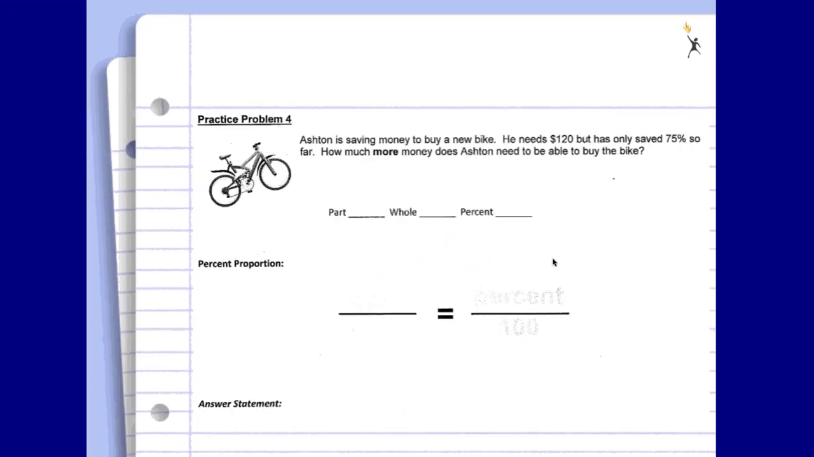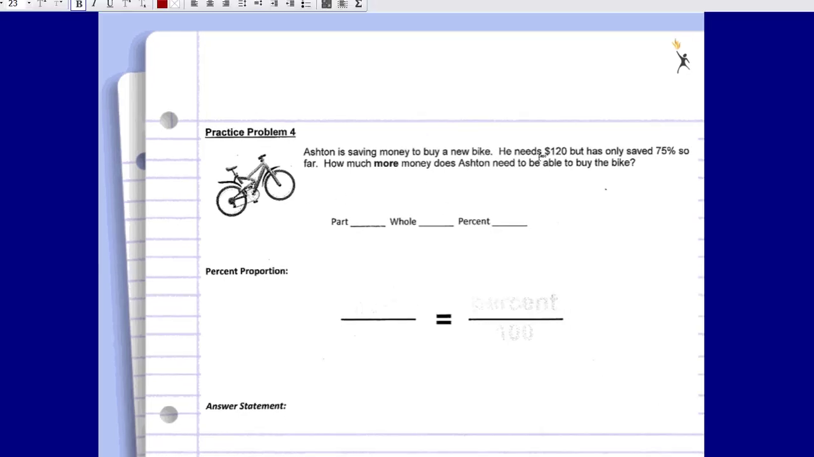And our last example. Ashton is saving money to buy a new bike. He needs $120 but has only saved 75% so far. How much more money does Ashton need to be able to buy the bike? So let's fill in what we know. We know that he needs $120 to buy the bike, so that is the whole amount. That's the total that he needs to buy the bike. And that he has saved 75%. So the 75 will go in the percent, and this is the amount that he has saved.